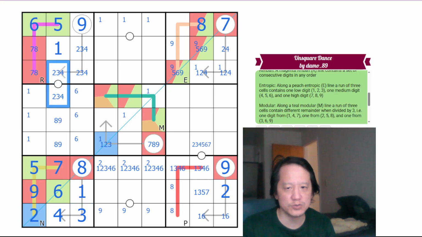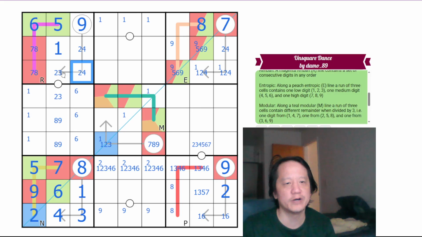That means this must be 2 and 3 to be consecutive. 3 eliminates 3 here. It's 2, 4 as a pair. That eliminates 2, 4 in the rest of the box, so this can't be 2. It's 3, which makes that 2. 2 eliminates 2 there, so it's 4. This can't be 2 or 4. It's 1, which makes that 2. 4 eliminates 4 there, so it's 2 and 4.